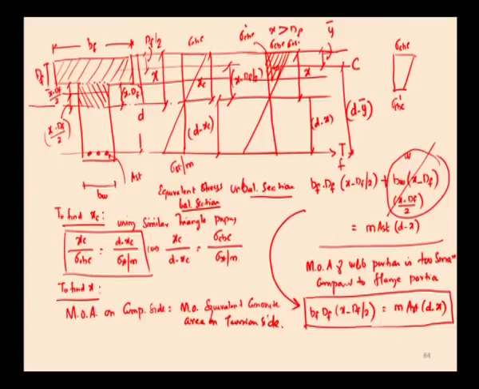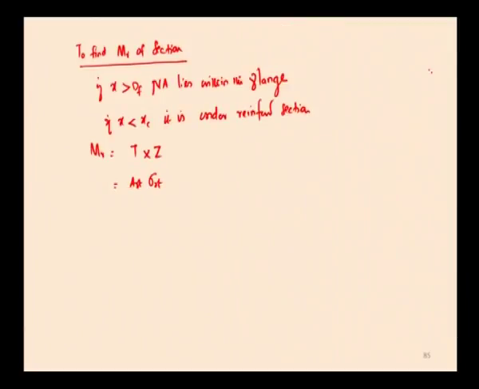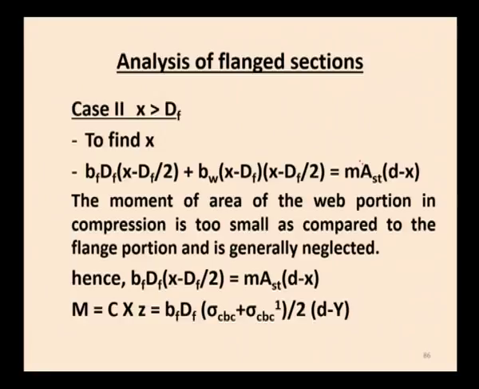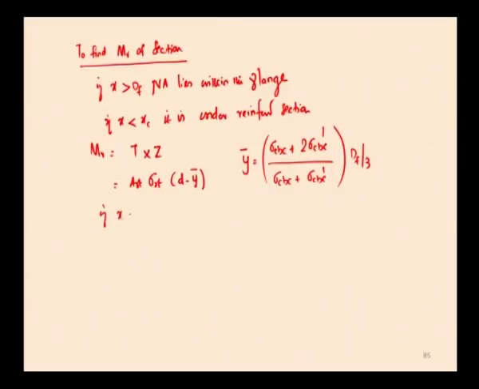So, we need to find out what is this one, which is taken as df. Now, we need to find out the moment of resistance m into A S T into d minus y bar, where y bar is sigma C B C plus 2 into sigma C B C dash divided by sigma C B C plus sigma C B C dash into df by 3. This is the moment of resistance of the beam.